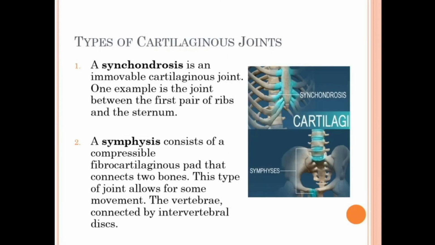There are two types of these cartilaginous joints. The one is called synchondrosis. It is immovable cartilaginous joints. One example is the joint between the first pair of the rib and the sternum. So they are basically not movable at all. The second is called symphysis, that consists of the compressible fibrocartilaginous pads that connect two bones. This type of the joints allows some type of the movement of flexibility, but they are not very freely movable. So these are two different types of the cartilaginous joints.